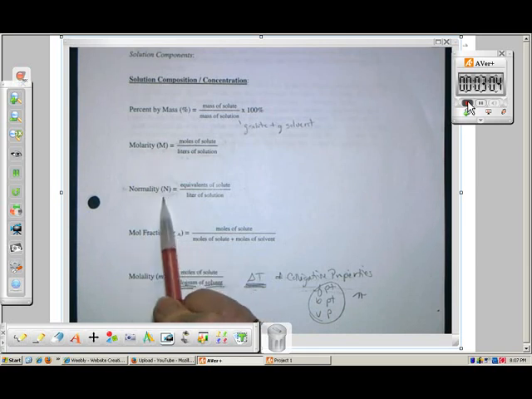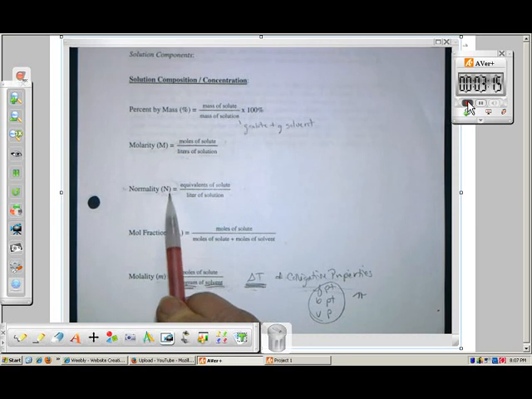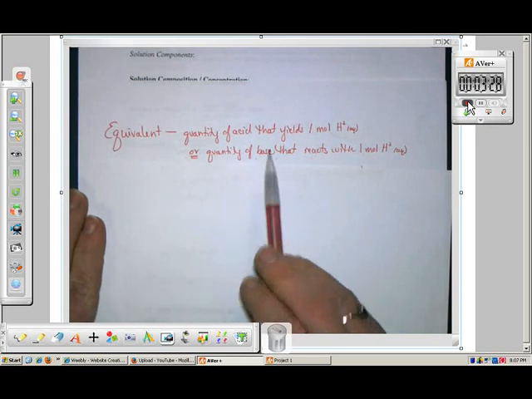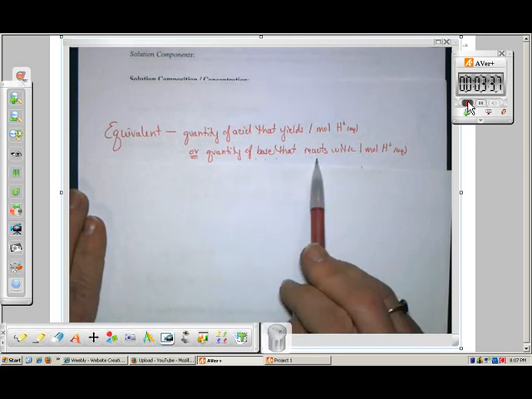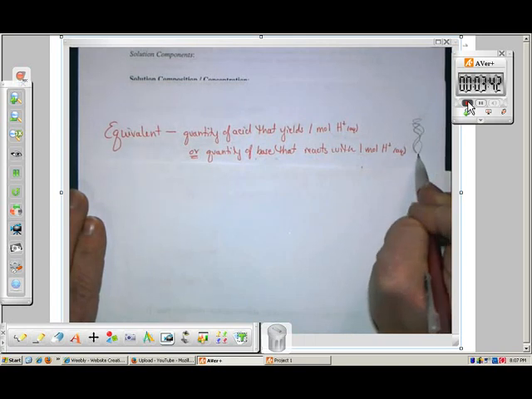So normality. Normality, a capital N, is equivalents of solute per liter of solution. We will utilize normality to express concentration when we're dealing with acids and bases and also oxidizers and reducers. So what is an equivalent? An equivalent with acids and bases is the quantity of acid that yields 1 mole of hydrogen ion in solution, or the quantity of base that can react with 1 mole of hydrogen ion in solution. This will be the primary application for normality.